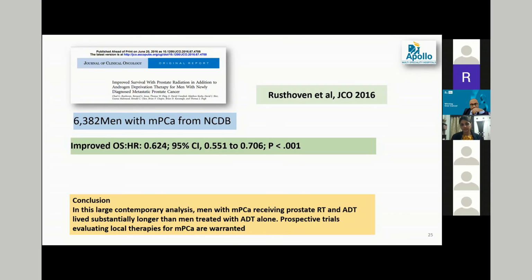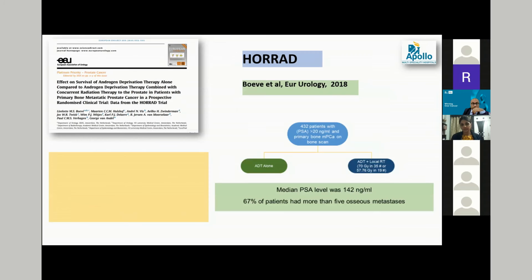But they have said, yes, we need prospective trials. So median 5-year OS was 55%, 37 months, which was statistically significant. Then we have the HORA trial. So in the HORA trial, 432 patients' data.